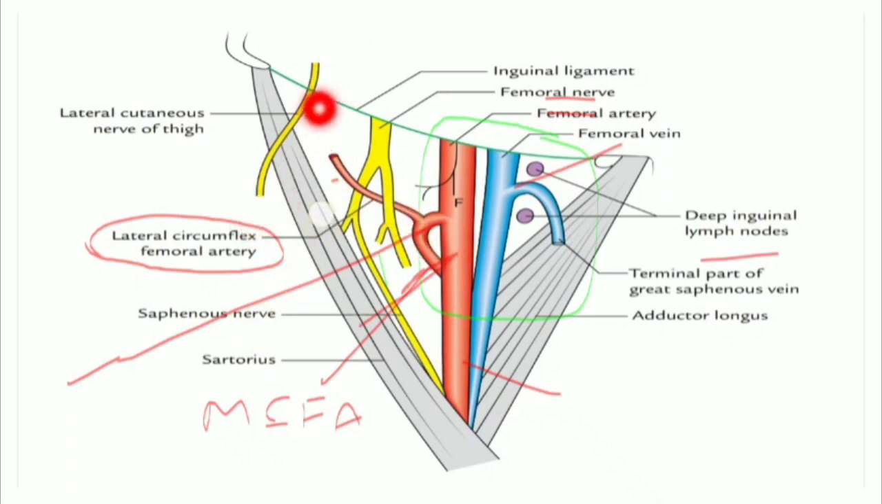It enters the femoral triangle behind the lateral end of the inguinal ligament. So the lateral cutaneous nerve enters the triangle behind the inguinal ligament and supplies the upper lateral part of the thigh.